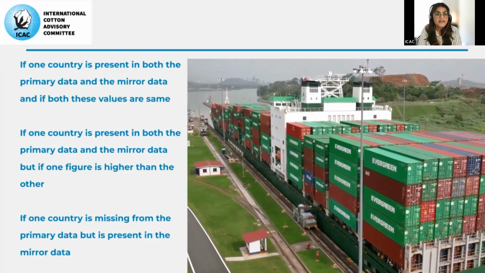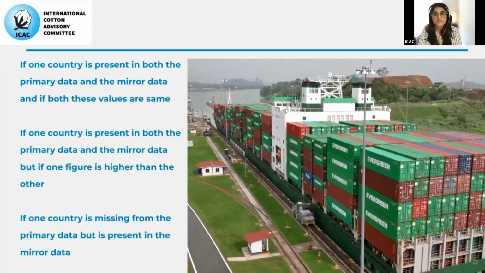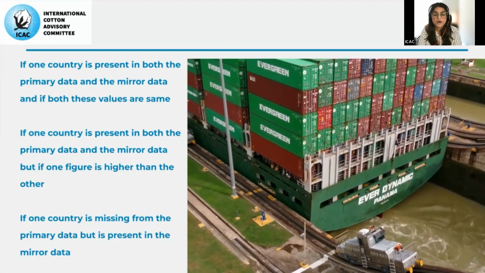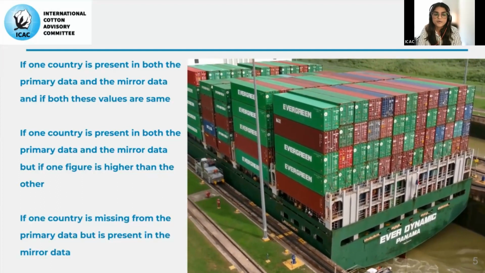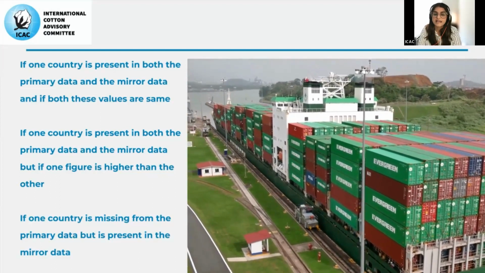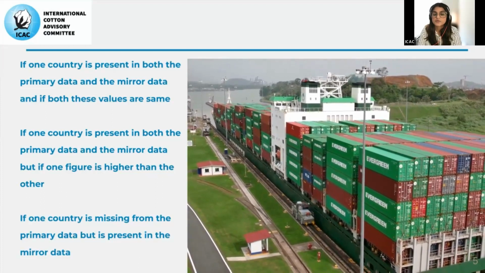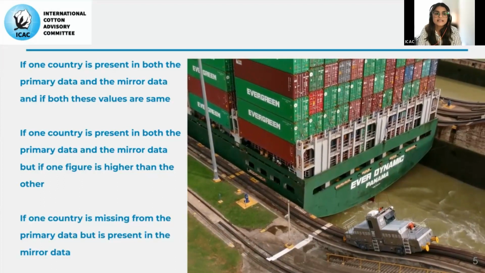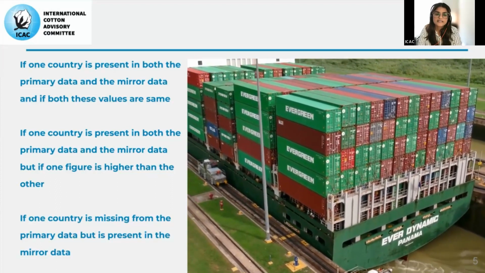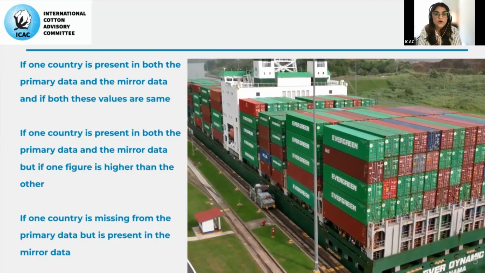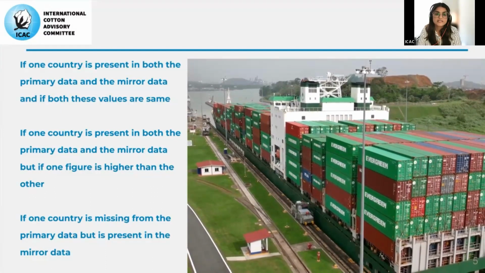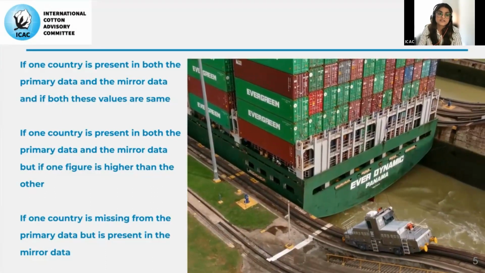Third scenario, if a country is missing from the primary data, but is present in the mirror data or vice versa, the system includes that country's figure from the available data. For example, if a country reports exports to A, B, and C countries, but the mirror data includes information on A, B, C, and D countries, then the final ICAC figure will include information on all the 4 countries, taking the higher value to avoid double counting. These examples show how the ICAC trade algorithm works during the initial step of data collection. Later, in the case study section, we will discuss instances when this step fails and how this issue is resolved.